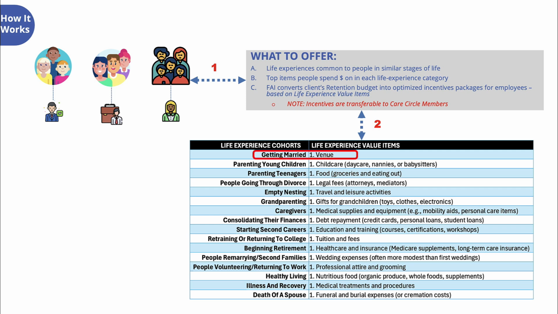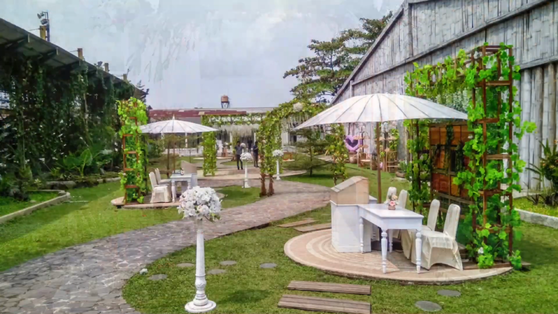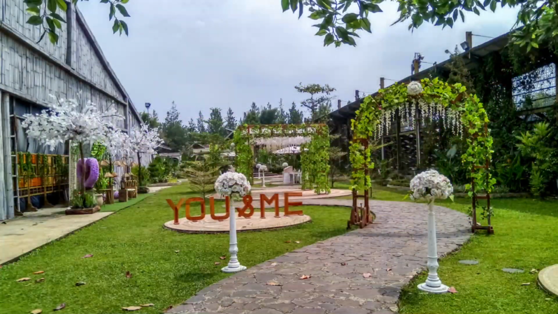The system then cross-references the main things people getting married spend money on. In this instance, and based on the age ranges within the employee's care circle, the marriage venue trends as the top item. FAI's system will then configure an offer to the employee that presents marriage venue privileges. The configuration of the offer will be based on parameters set by the client's HR organization.